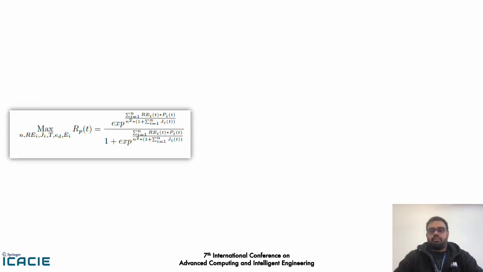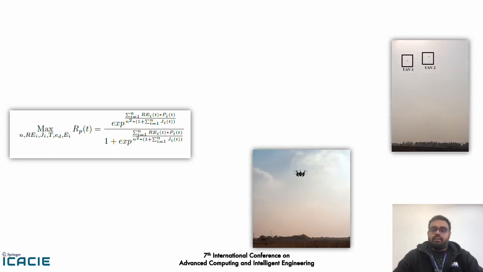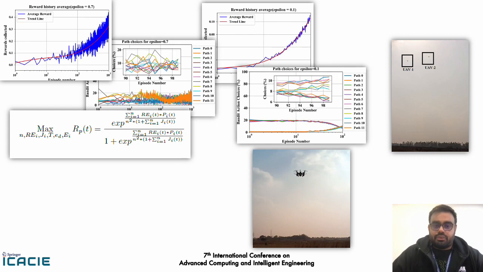So the reward function was bounded between 1 and 0 and is represented as a sigmoid function. The top right image shows a picture of two drones flying in the drone network we tested it on. These plots show that the reward starts stabilizing over larger episode numbers during training. With respect to the trend line, you see the red trend line starts stabilizing and the rewards start maximizing, right?